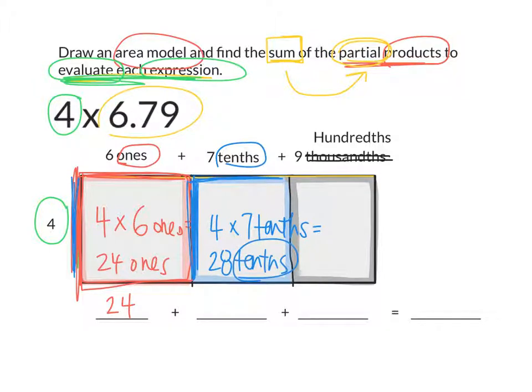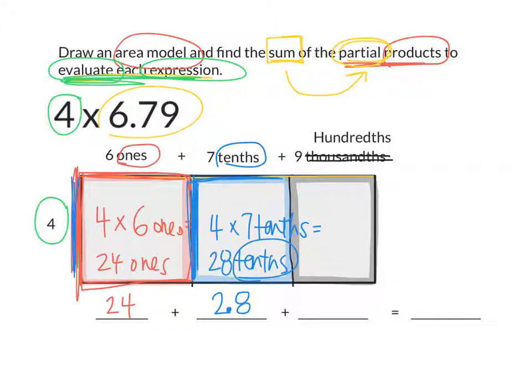How do I write 28 tenths in standard form? Well, I just write the number 28, and I think, well, I need the 8 to be in the what's place? Tenths place. So the decimal point needs to be right here in order for that to be in the 8 tenths place. Very nice.